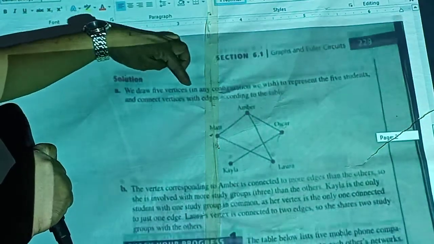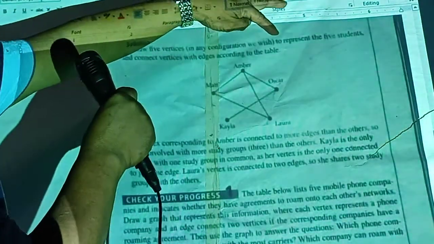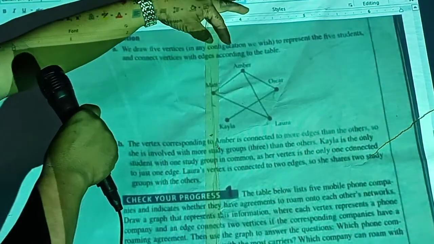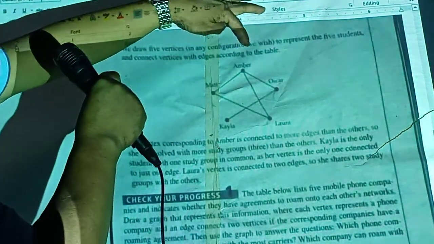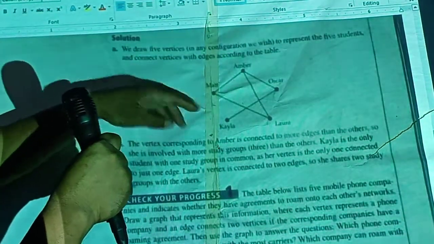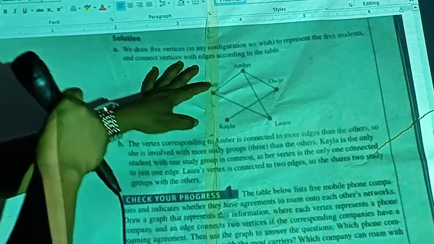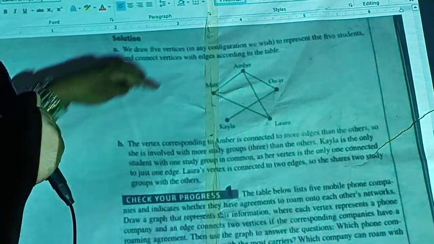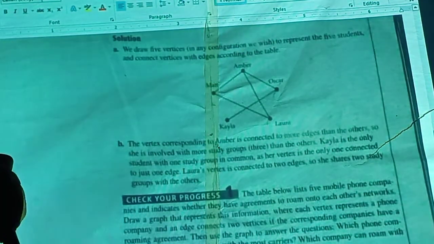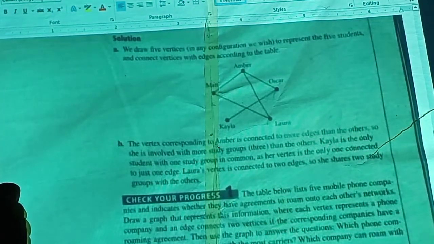We draw 5 vertices to represent the 5 students and connect the vertices with edges according to the table. So, Amber, Oscar, Kyla, Laura, and Matt. Okay. So, do Matt and Amber study together? Yes, because they are connected. Do Amber and Oscar study together? Yes, because they are connected.